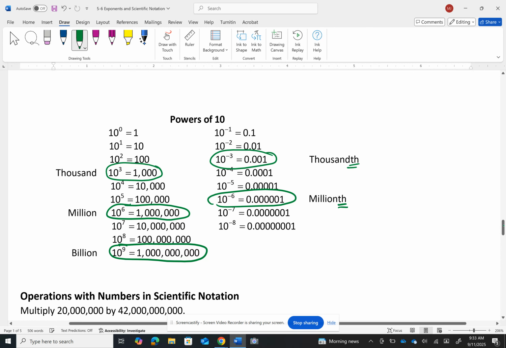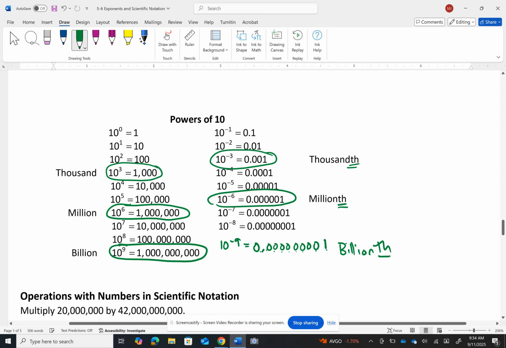And then if I had 10 to the negative 9, that would be 0.000000001. That would be 9 places, 1, 2, 3, 4, 5, 6, 7, 8, yeah, 9 places. Okay, you have your decimal followed by 9 places, that would be a billionth with a TH.